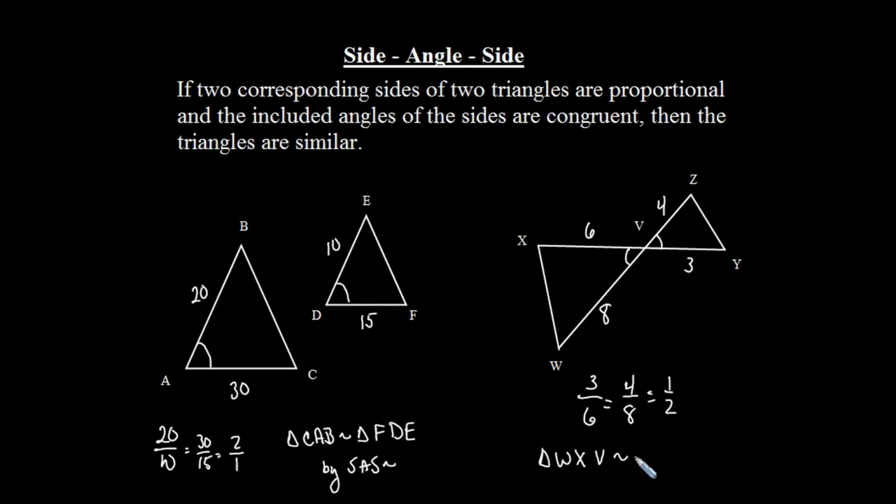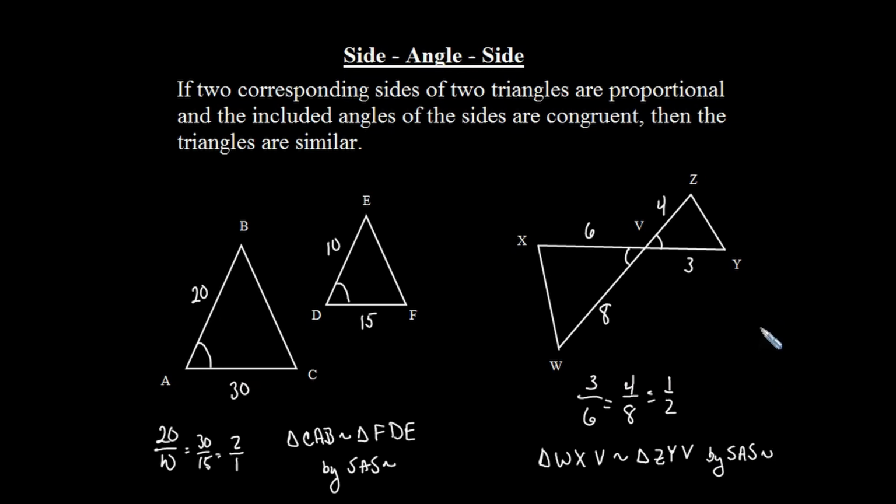So then we could write triangle WXV is going to be similar, and this is where it gets tricky. This triangle is not a reflection and then a dilation. This is going to be a rotation. So W corresponds to angle Z, and then Y corresponds to X, and of course V will correspond to itself in the two triangles. So that's a little tricky there. So it goes WXV, and then ZYV, and this will be by the side angle side theorem.